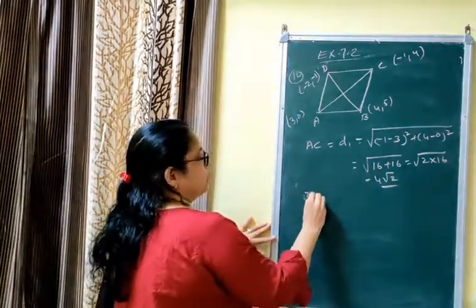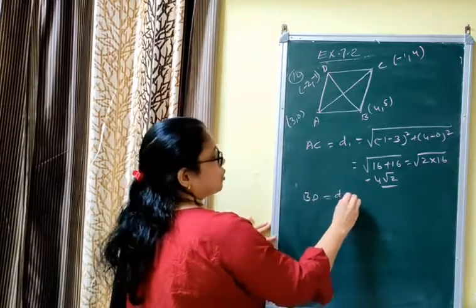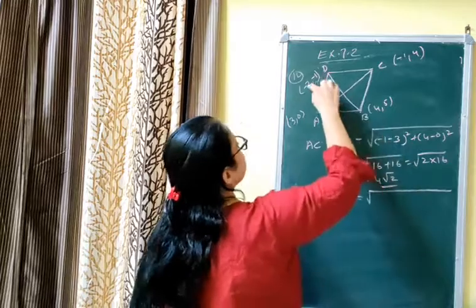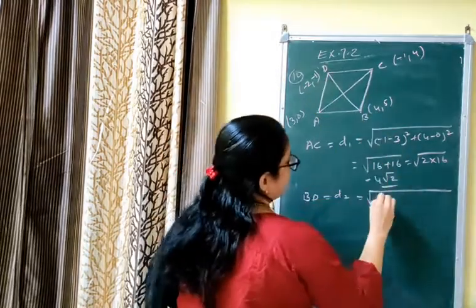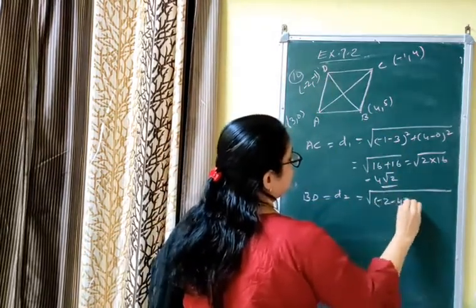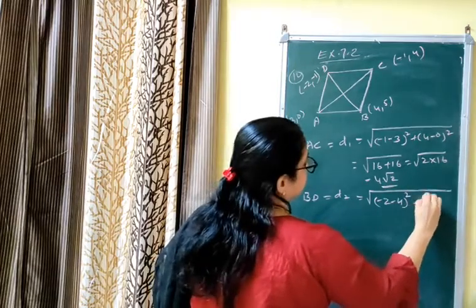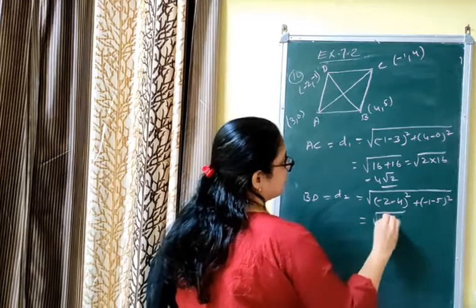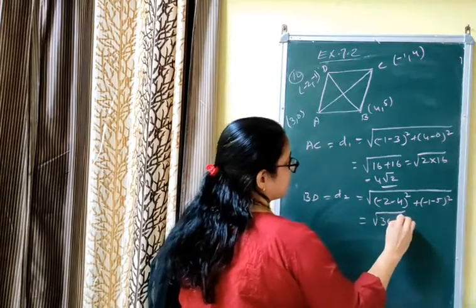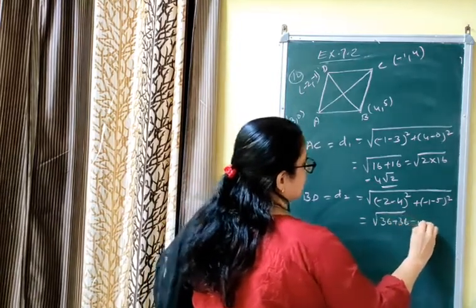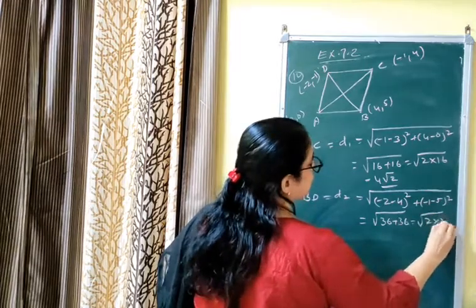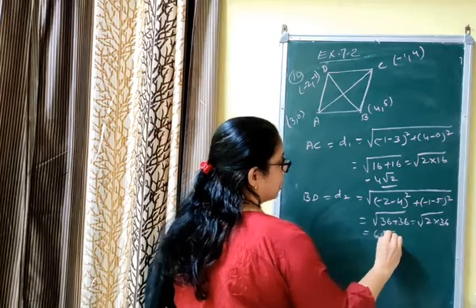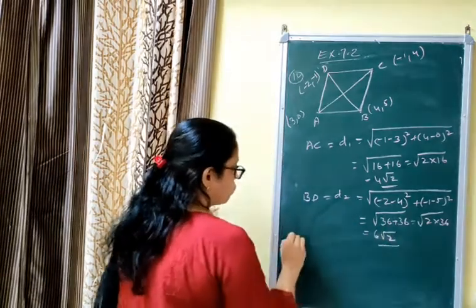Now BD is the second diagonal. Let us assume it as D2. D2 is equal to, again using the formula, (2 minus 4) whole square plus (minus 1 minus 5) whole square. That is minus 6 whole square, which is 36. Again minus 6 whole square is 36. As I told you in the previous step, 2 into 36. If you take 36 outside the square root, it becomes 6 root 2. This one is 4 root 2.